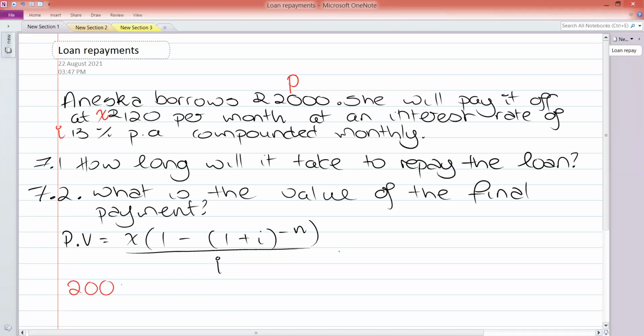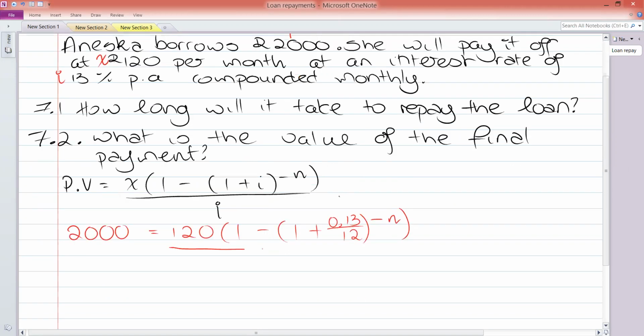So this becomes 2,000 is equal to the X value, like we said, is 120, 1 minus 1 plus I. Okay, this is how I prefer writing my I. 0.13, because that's 13%, divided by 12, since we're compounding monthly. This is going to be raised to the power of negative N. And we divide everything by 0.13 divided by 12. Okay, so just by substituting everything in the correct place, you will get a mark for that.